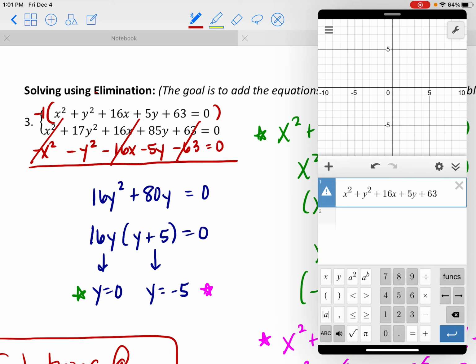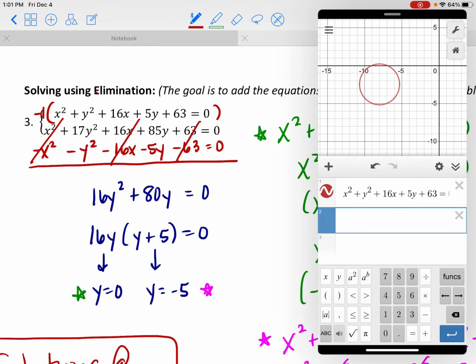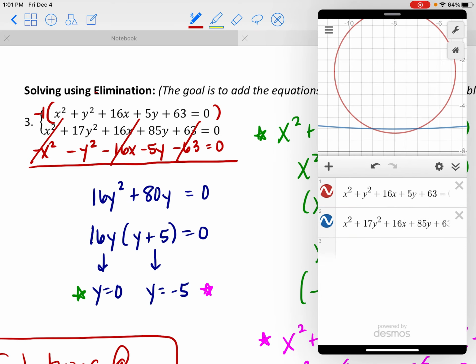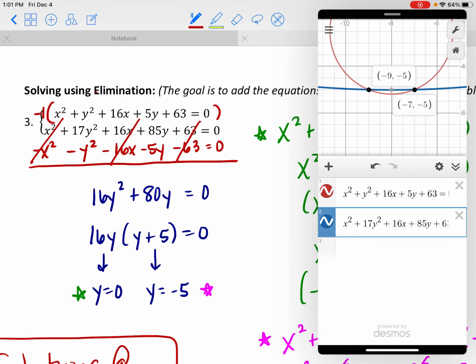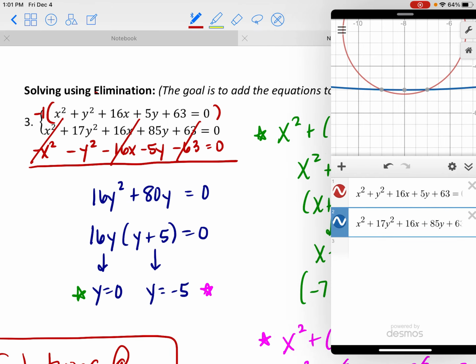Equals 0. And there's that little circle. And now we have x squared and 17y squared and 16x and 85y, and slowly getting there. There we go. Circle and an ellipse. Crazy picture, but we see 4 points where these graphs cross: -7, 0; -9, 0; -9, -5; -7, -5. So all 4 are confirmed.